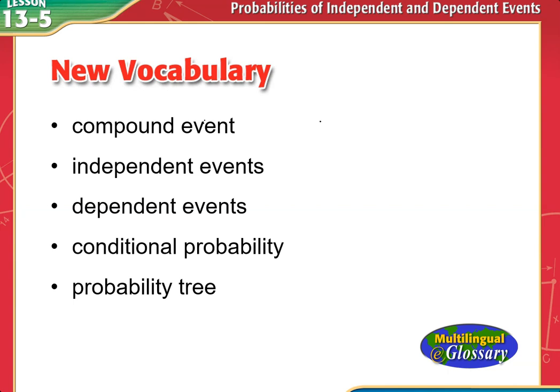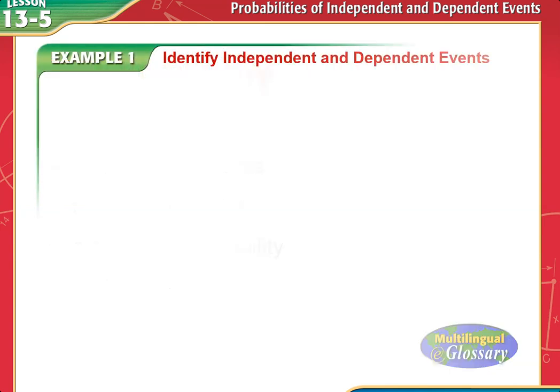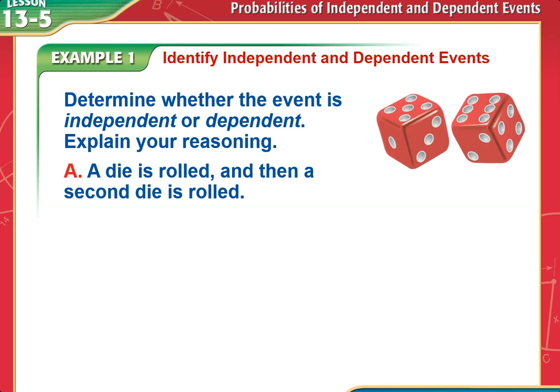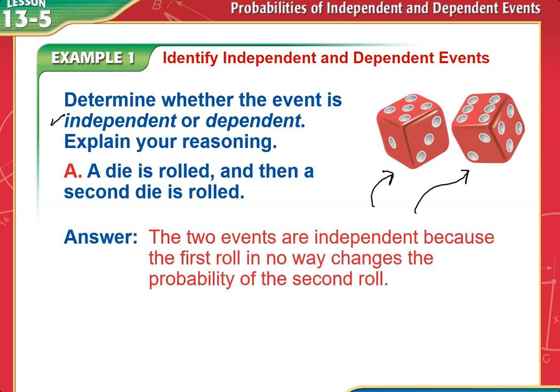So here's example number one. We're going to identify independent and dependent events. Determine whether the event is independent or dependent, and explain our reasoning. A die is rolled, and then a second die is rolled. Well, the outcome of the first die does not have an effect on the outcome of the second die. And that's the concept of independent. Let's see how the book explains it. The two events are independent because the first roll in no way changes the probability of the second roll.